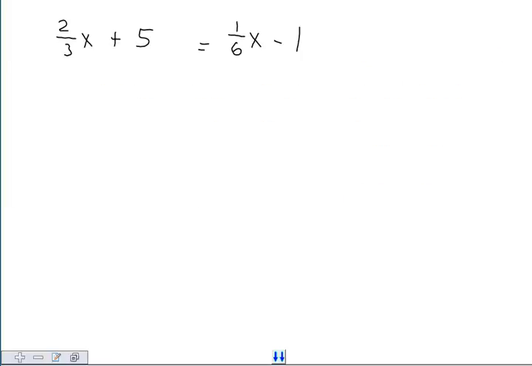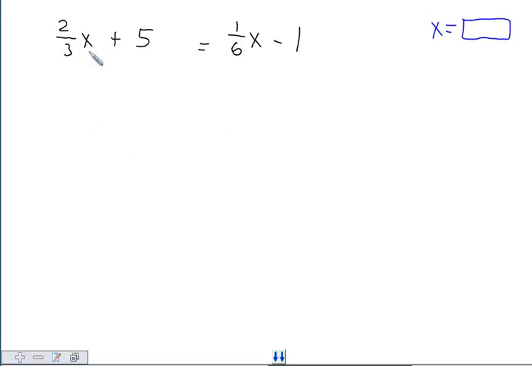So let's try a problem here. I've gone ahead and written out a problem for us to try here. And the problem is I've got 2/3 x plus 5 is the same as 1/6 x minus 1. So those two expressions can only be equivalent if x equals one particular value. And we've got to figure out what is that value.